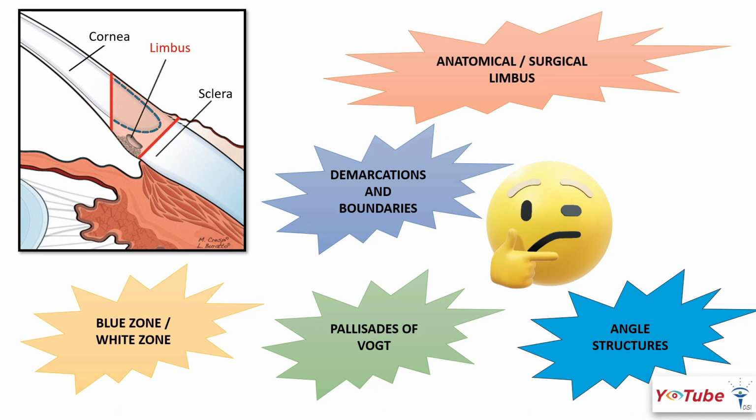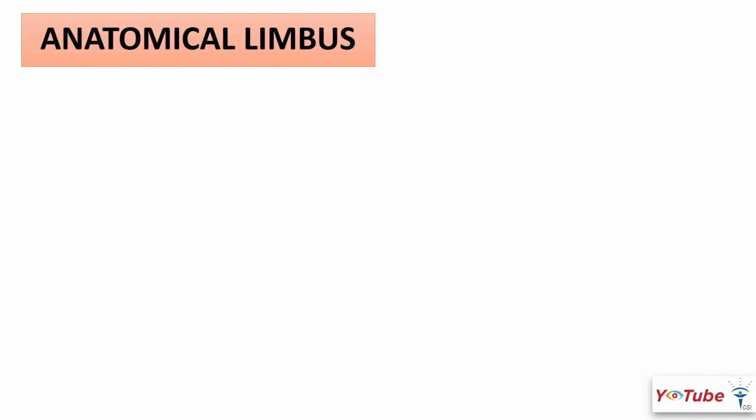So in this video, I will explain all these things in detail and also all the clinically relevant aspects with respect to the limbus. So basically, the limbus can be understood from 2 points of view. These are the anatomical limbus and the surgical limbus. First I will discuss what exactly is the anatomical limbus, and after that move on to the surgical limbus.